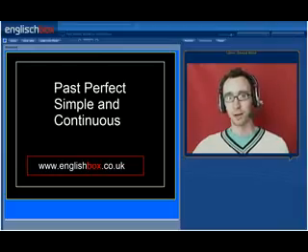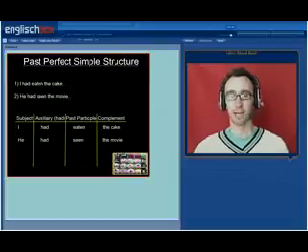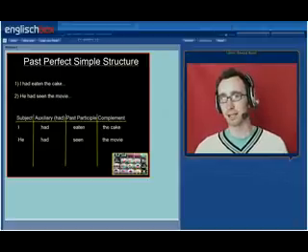Today we're going to talk about the past perfect simple and the past perfect continuous tenses. So let's begin by looking at the structure of the past perfect simple. Here we have two examples. I had eaten the cake and he had seen the movie.